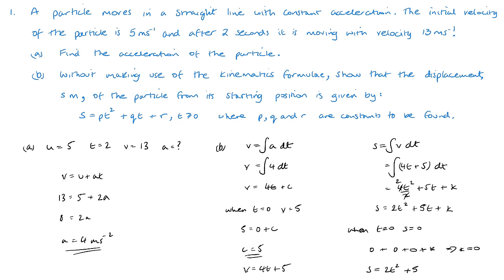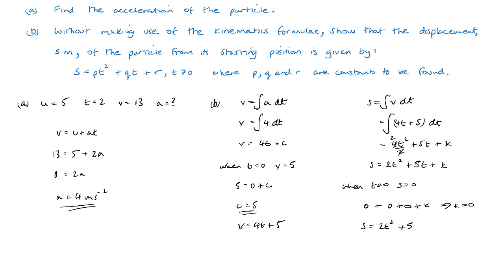Okay, so in that case, let's have a look. P is going to be 2, Q is going to be 5, so that's 5t, and R is going to be 0. Okay, so that is question 1 done.